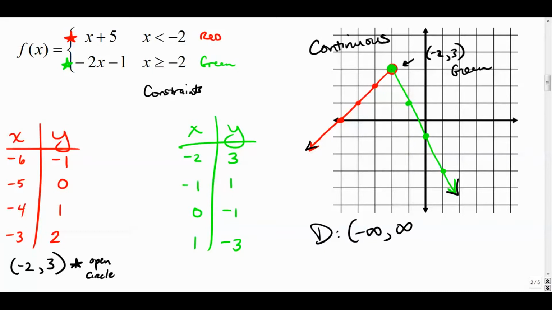The range, on the other hand, is not everything because it stops. It goes from -infinity all the way up to +3. I'll close that off with a bracket because of the green value at -2, 3. So there you go. There's your first example. Might have been a little confusing, so let's do a couple more.